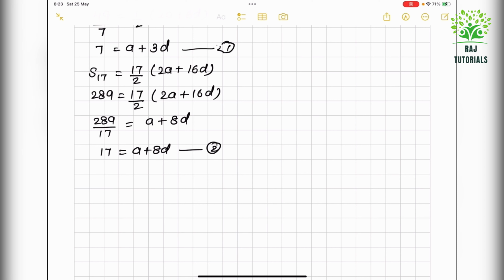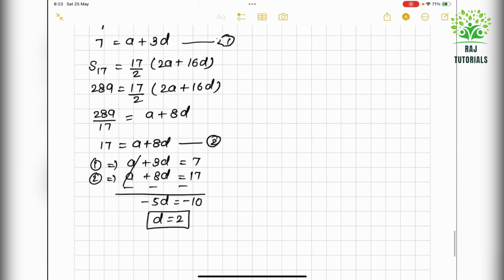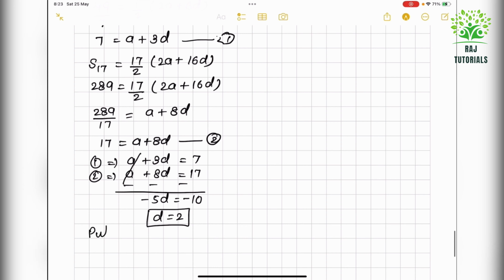Now solving them, that is 1 implies a plus 3d equal to 7, 2 implies a plus 8d equal to 17. So subtracting both, so minus 5d equal to minus 10. So d equal to 2. Now putting the value of d in 1. Putting d equal to 2 in 1, 7 equal to a plus 3 into 2. So 7 minus 6 equal to a. So a equal to 1.